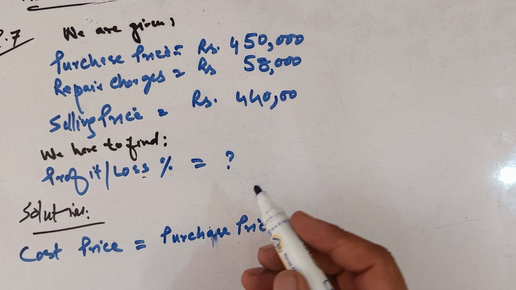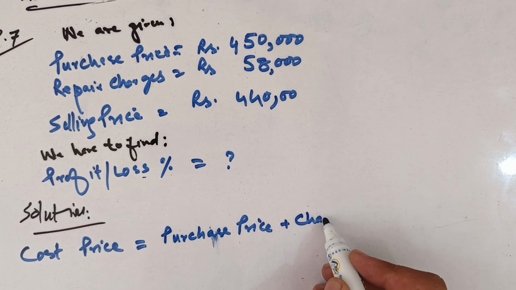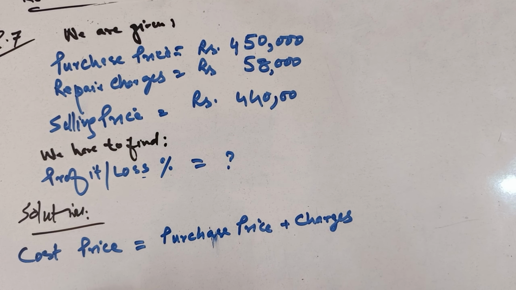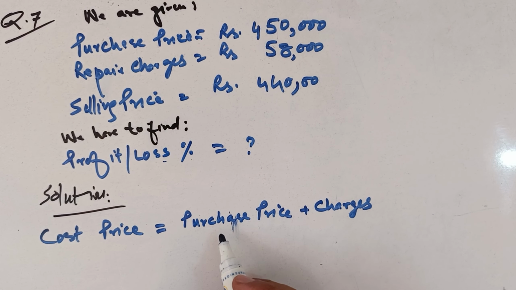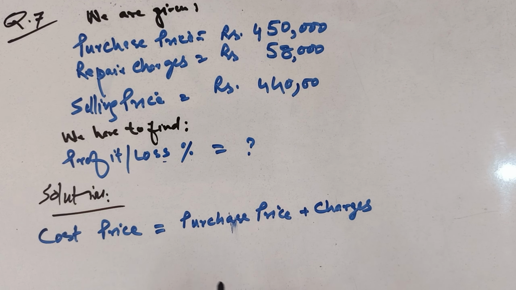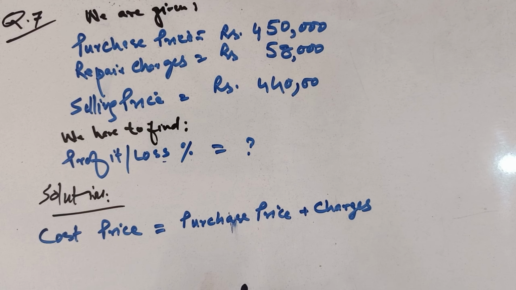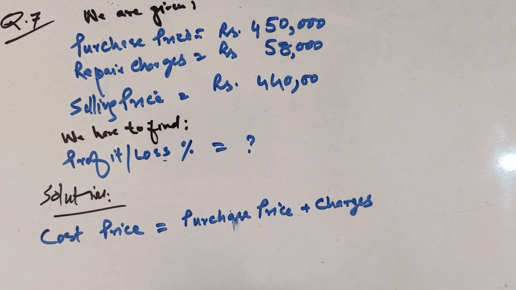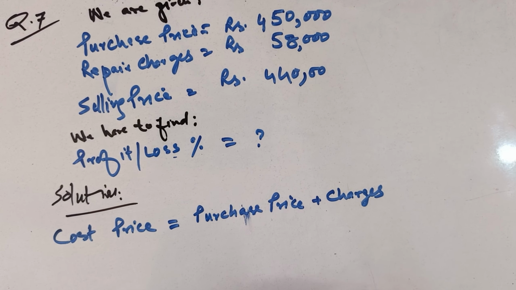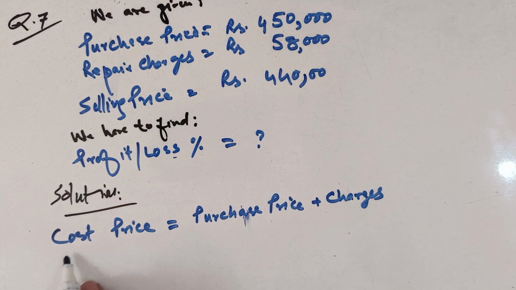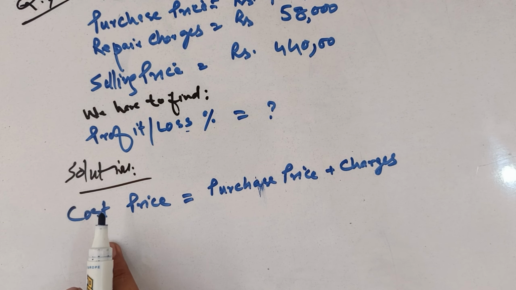plus other charges which are on the thing at the time of purchasing, like yes, repair charges, or we can say the rent or other charges. In other words, we can say the commission paid at purchase, a tax at purchase. So all the charges are included in cost price. So purchase price plus charges are called cost price. So first we have to find the cost price.